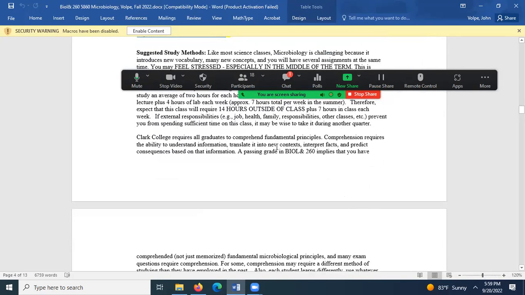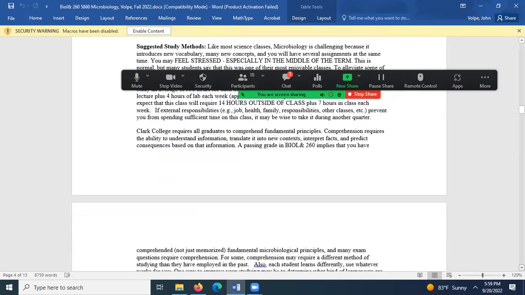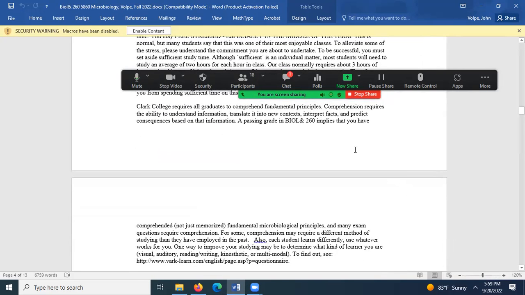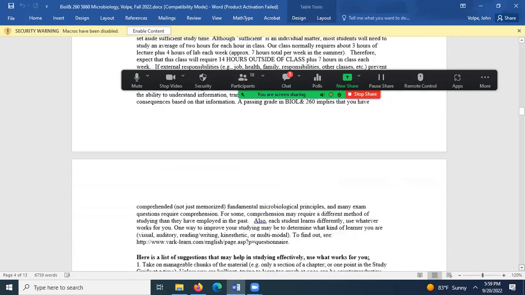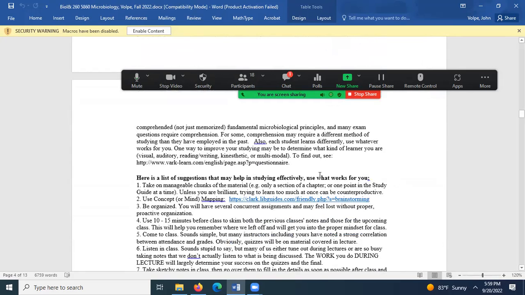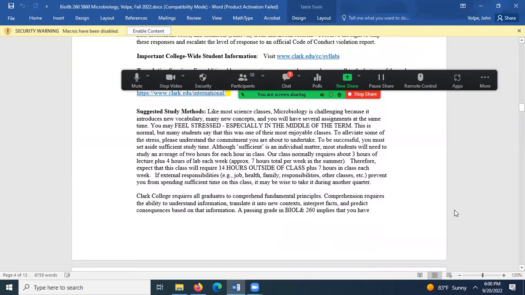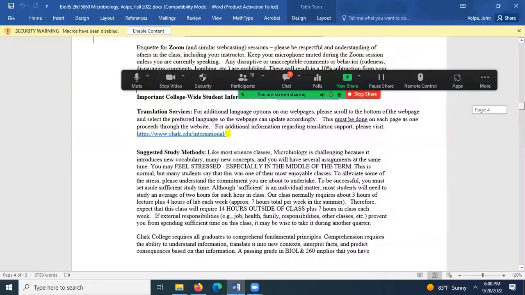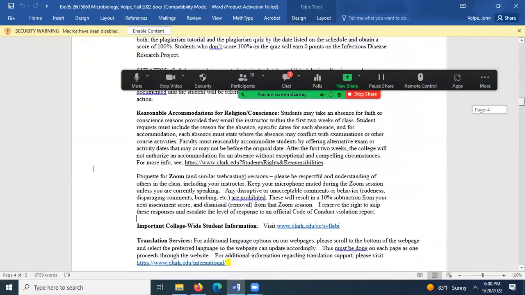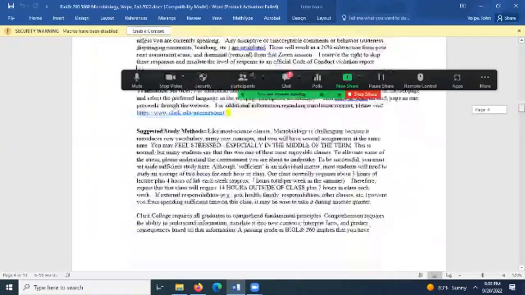You can read about comprehension, but to get a passing grade, you will need to demonstrate that you comprehend some material, not just memorize the material. And then all students learn differently. You can go to this website and find out what learning style you have, and then how to best use your style for learning.